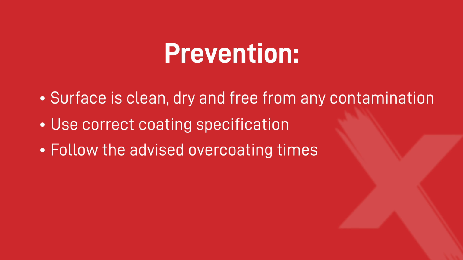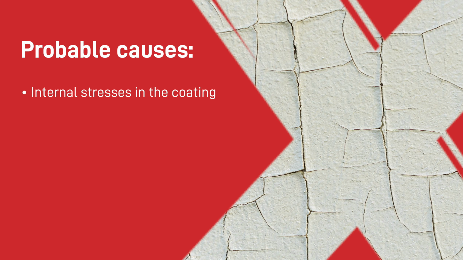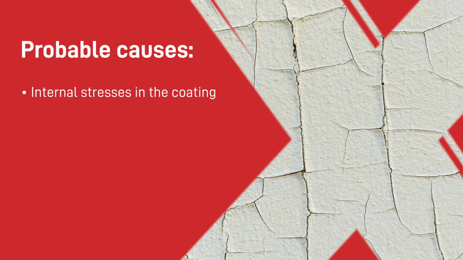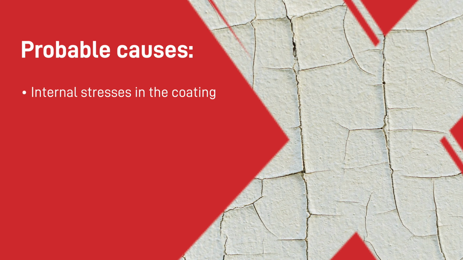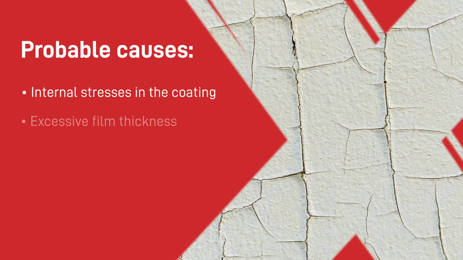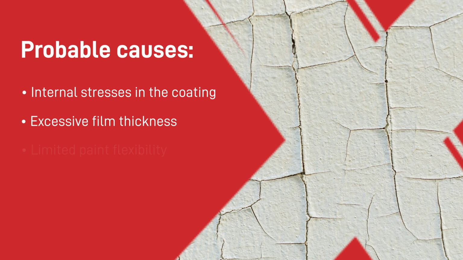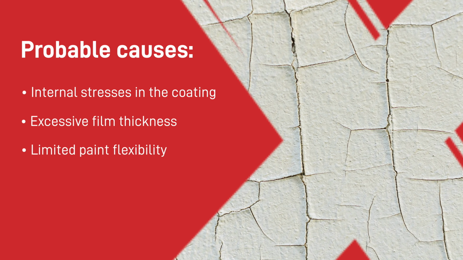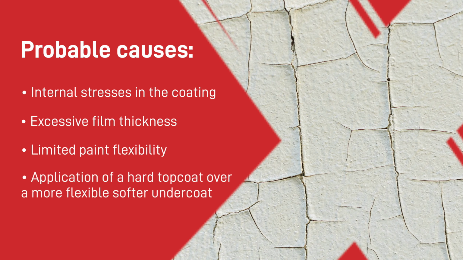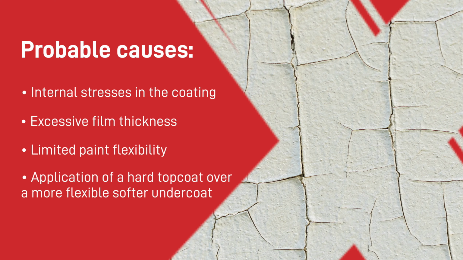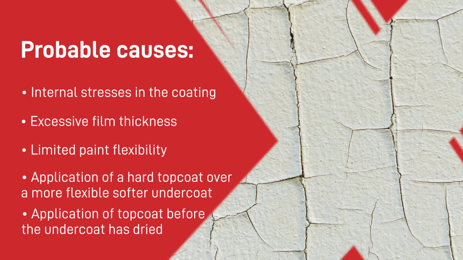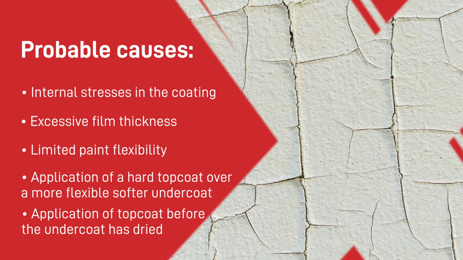Example 3 is alligatoring, or otherwise known as crocodiling. No wildlife here. This failure is caused by internal stresses in the coating, where the surface shrinks faster than the body of the paint film, causing an effect that looks like crocodile skin. It's often caused by excessive film thickness and limited paint flexibility. For example, if a hard top paint is coated over a more flexible, softer undercoat, or the application of a top coat before the undercoat has dried.